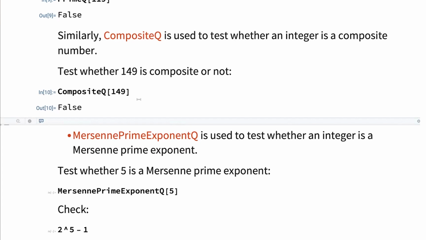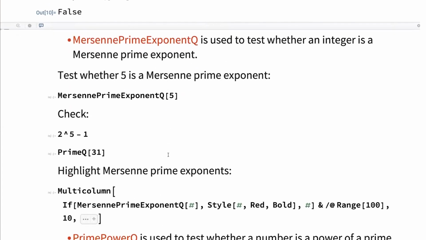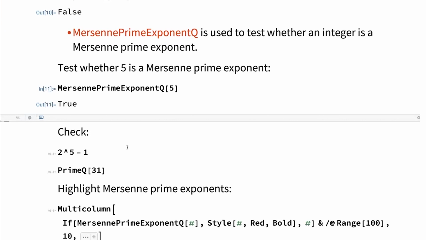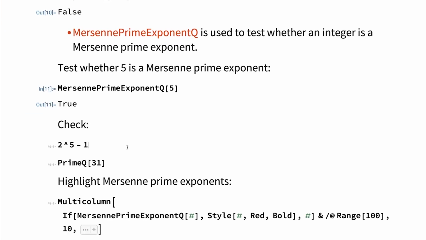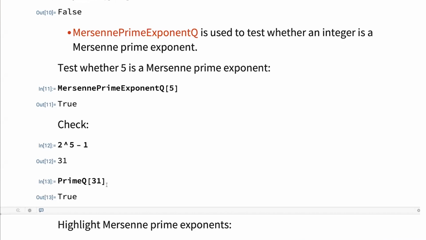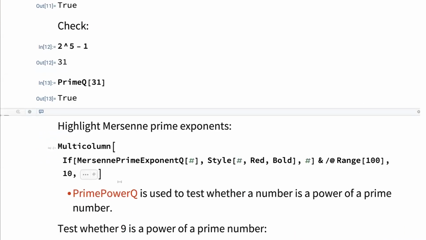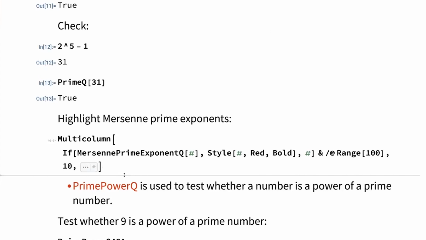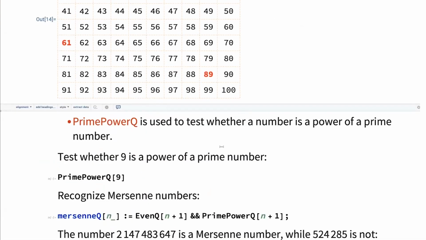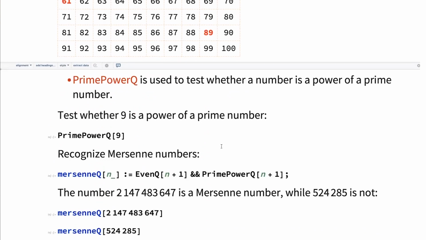Now, MersennePrimeExponentQ. MersennePrimeExponentQ is used to test whether an integer is a Mersenne prime exponent. For example, we can test whether 5 is a Mersenne prime exponent by doing this. And we can also check by this. So 2 to the power of 5 minus 1 is 31. And since 31 is a prime number, that makes 5 a Mersenne prime exponent. Or we can highlight Mersenne prime exponents in this table, and Mersenne prime exponents here are highlighted in red for numbers up to 100.